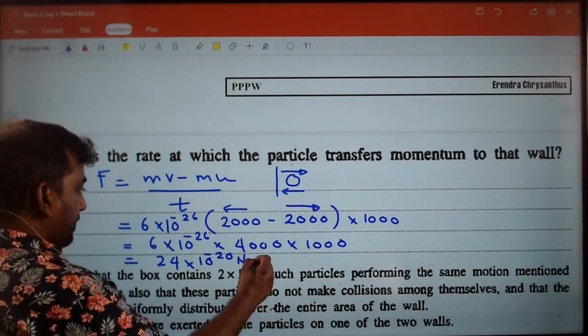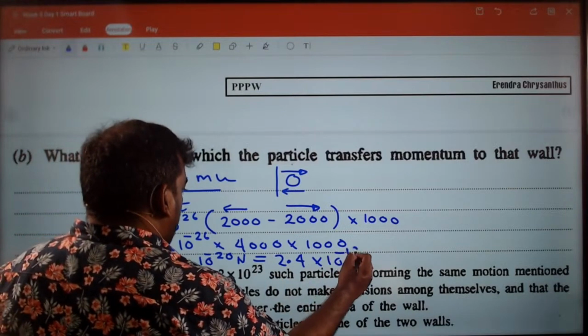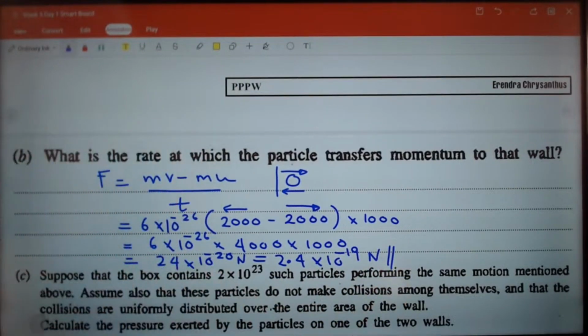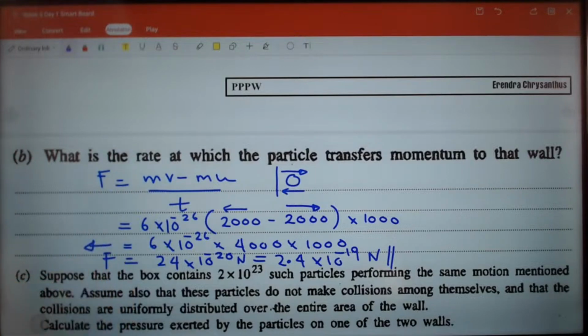In other words, 2.4 × 10^-19 Newton. Force. Force transferred to the wall.